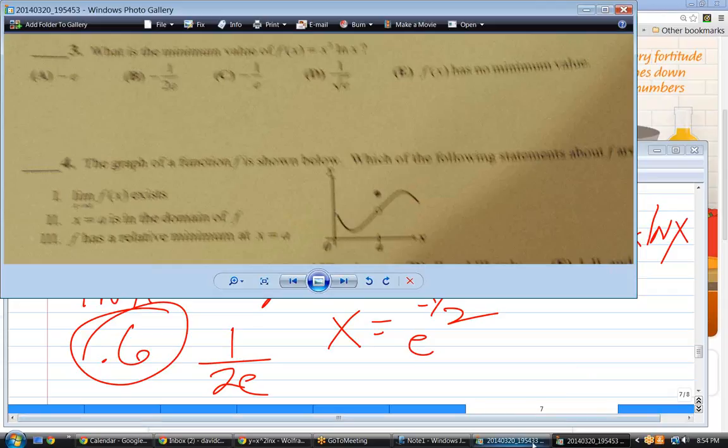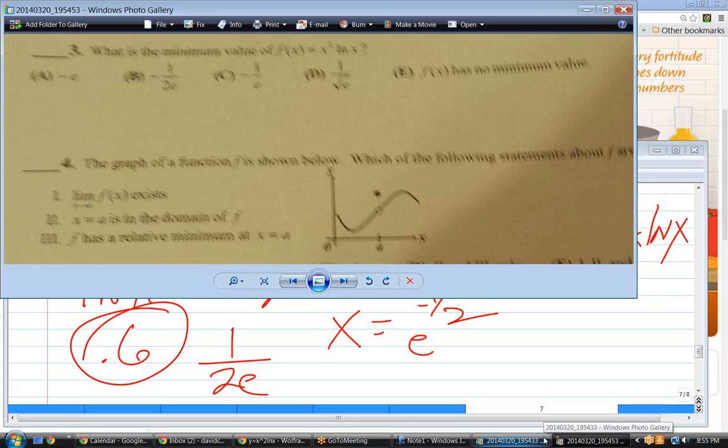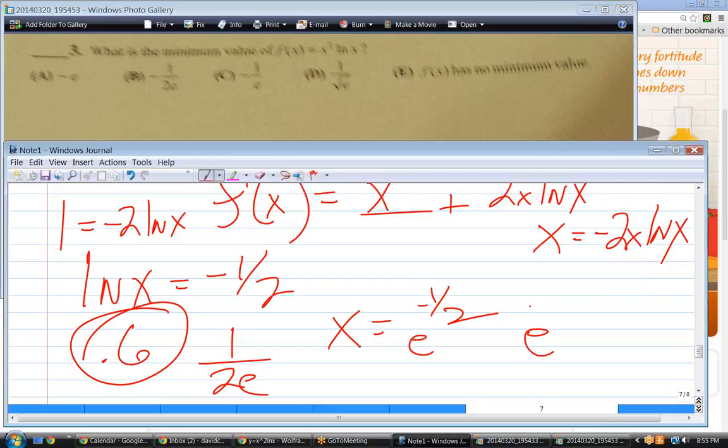Yes it is. Excuse me. I was looking for the x value this whole time. The x value was e to the minus 1/2. But it's looking for the y value. What is the minimum value of f of x? Well, I know that it comes at e to the minus 1/2, so let's plug in e to the minus 1/2 here. So we have e to the minus 1/2 squared times the natural log of e to the minus 1/2.